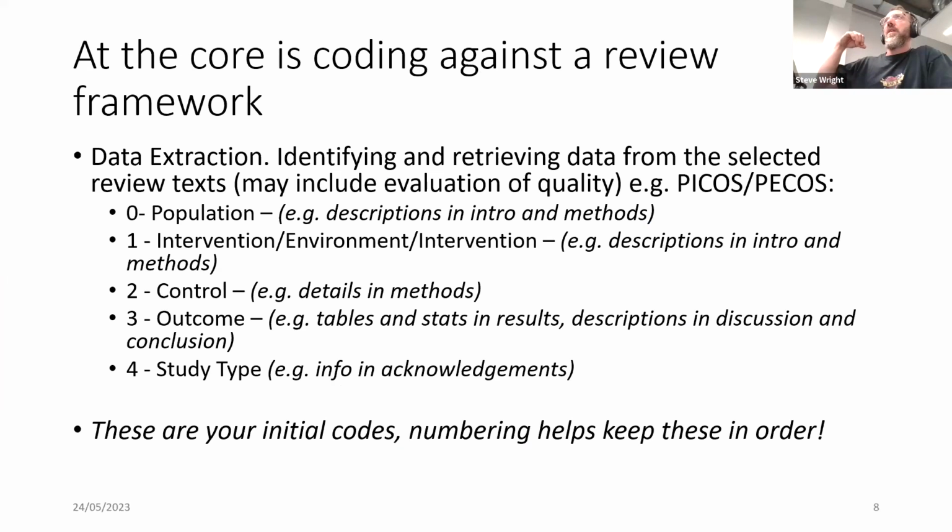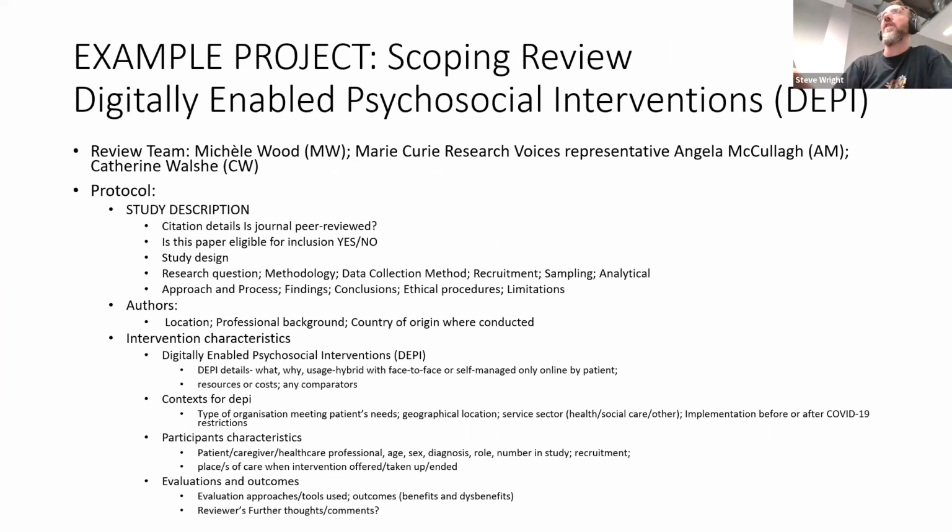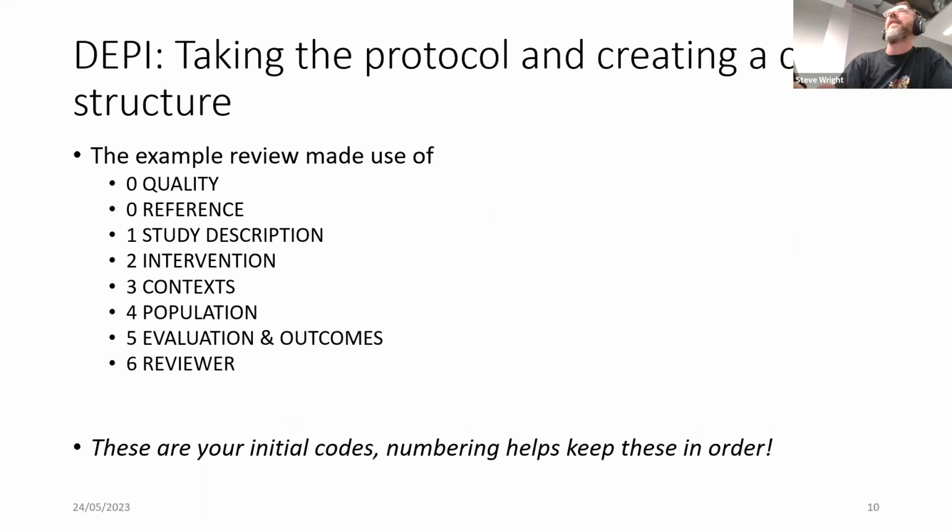So if you were doing PCOS, you would do P, then I for interventions, control, outcome, study type. For this one, the protocol was study description. Within study description, so here is the review protocol. This is what we're looking for. And that was translated into a set of pretty simple codes. You use numbers to keep them in order, otherwise they're going to go to alphabetic. And CPO is harder, COP is harder to figure out because you're like, hang on, no, I want PCOS, please.